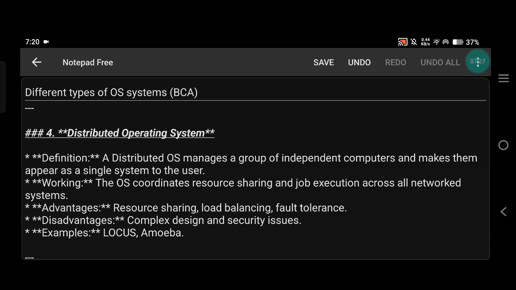Finally, distributed operating system. This operating system manages multiple independent computers, not one, and makes them work together as if they are a single system.